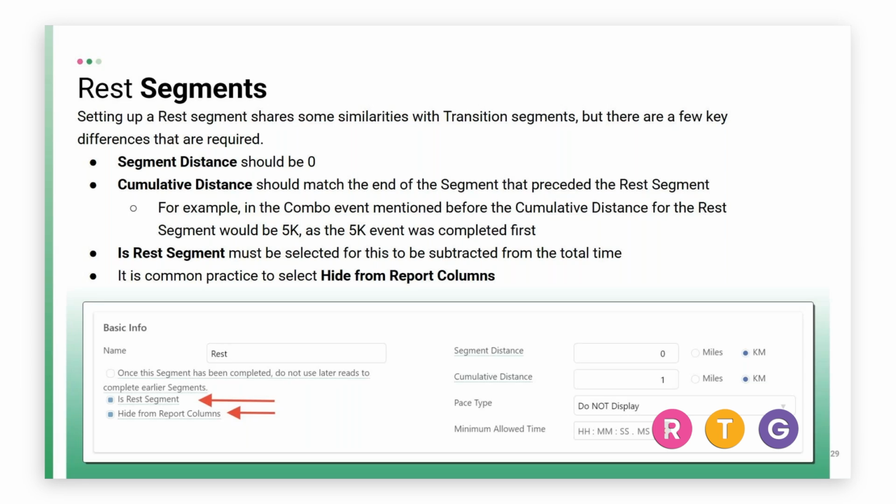So for rest segments, pretty self-explanatory, but you need to select is rest segment for this to be subtracted from the total time. Make sure that you're only doing this if it truly is a rest segment. For example, a transition segment is not a rest segment normally. There are certain non-traditional triathlons where that may be the case, but by and large, a rest segment is time that should be subtracted. It's also common practice to hide these from the reports, like I said. No one really wants to see it. It doesn't have a lot of use.